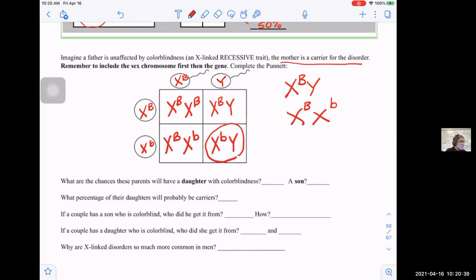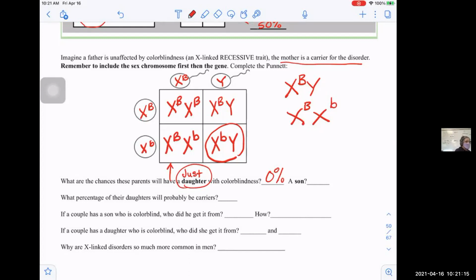What are the chances that these parents will have a daughter with color blindness? So if we look at just daughters, that would be 0%, right? None of their daughters are going to be colorblind. Remember, in order for a daughter to get an X-linked trait, dad has to have it. He has to be carrying the recessive allele and have the disorder in order for a daughter to get it. And this dad was normal sighted.